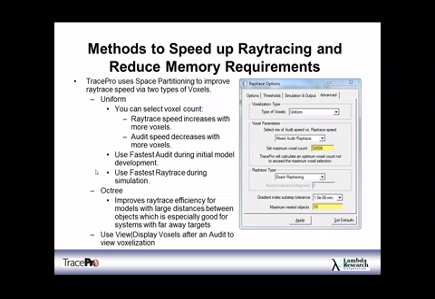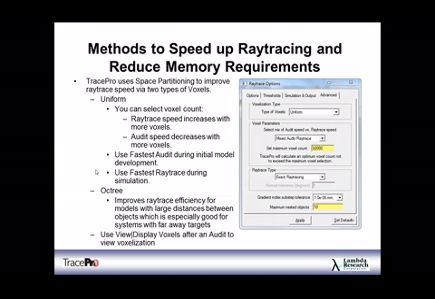Now, by default, we use uniform, and this is set up very well when you have a system that has surfaces all the way through it, and you don't have, like, an elliptical reflector with a large amount of white space and then a target. For that type of system, you probably want to use Octree. I'll talk about that in a second.